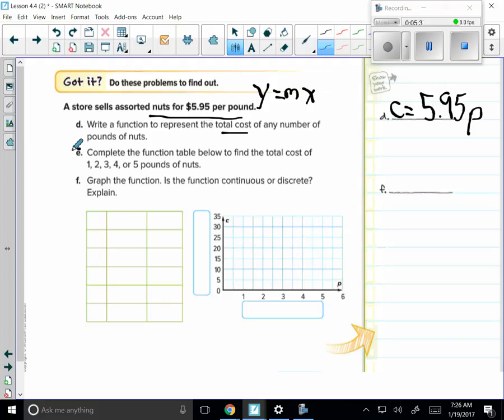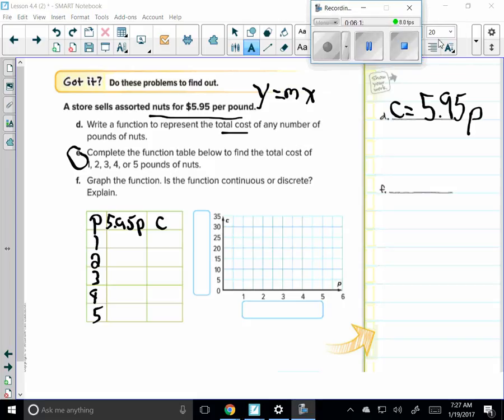So this is where we're at on E right here. We're going to do it on this table. So this one represents all of my P values, the number of pounds, which they give me as 1, 2, 3, 4, and 5. And in the middle, that's where we write the equation we're going to be using, which is 5.95 times P. And then the output, which is our answer, is going to be the total cost. So right here in the middle, I'm going to be doing 5.95.